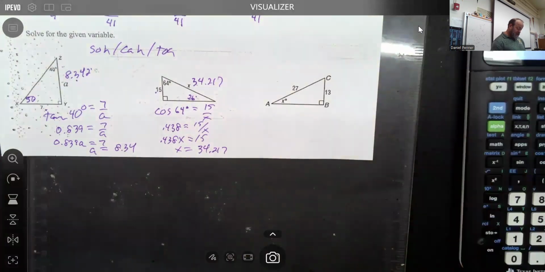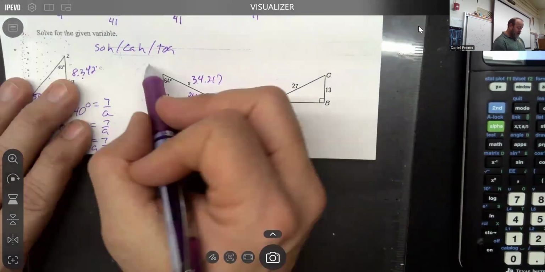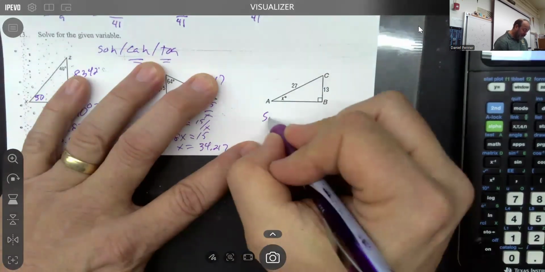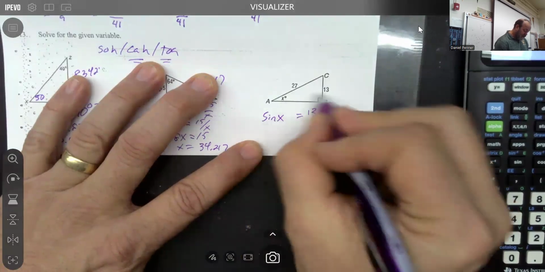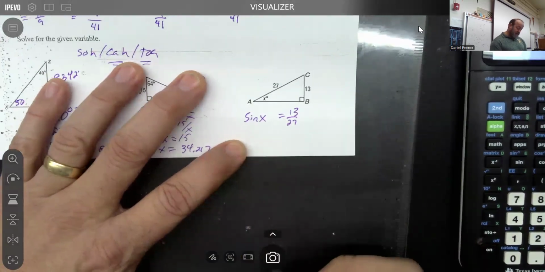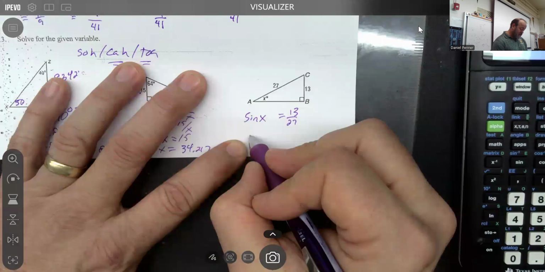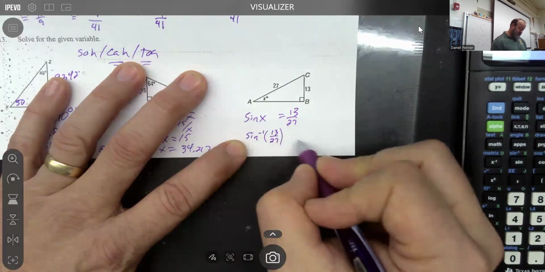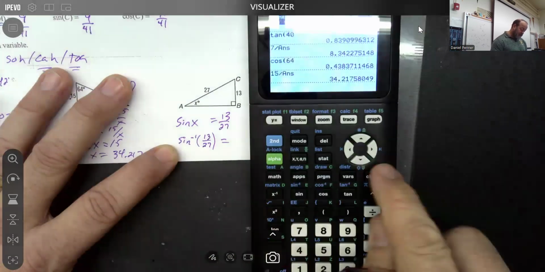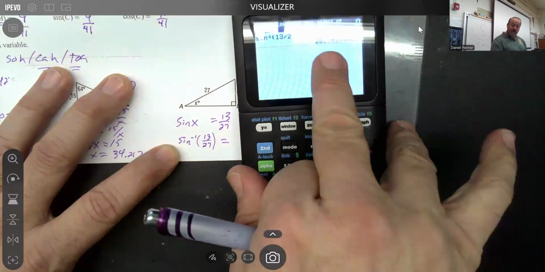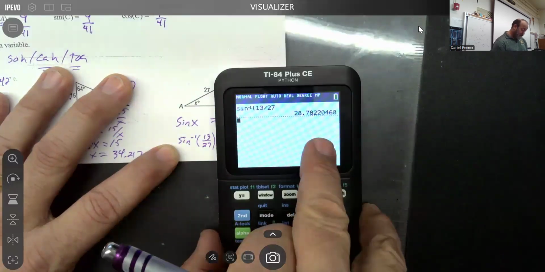And so notice we had a tangent here and a cosine. This should not surprise you. If we have a tangent and a cosine, we're going to have a sine. So this time the sine of the angle is opposite, far away, divided by hypotenuse. But this time we need to do the inverse because I'm looking for the angle. So what I need to do is take the sine inverse to find that angle. So I'm going to hit sine inverse of 13 over 27. And I got 28.8 degrees.